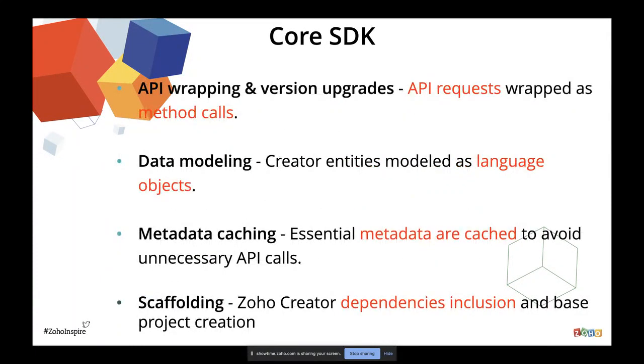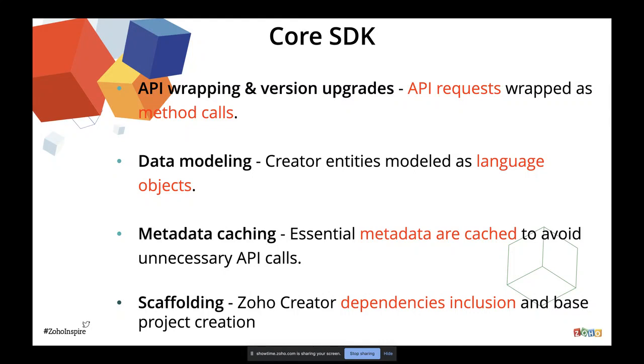So with the core SDK, the API requests are wrapped as method calls, so they won't be considered as API calls per se. Creator entities are modeled as language objects. So the Creator components like forms, reports, pages, what happens in a form, each field, how the field interacts, everything will be available as language objects. You just have to point your particular UI or function to it.